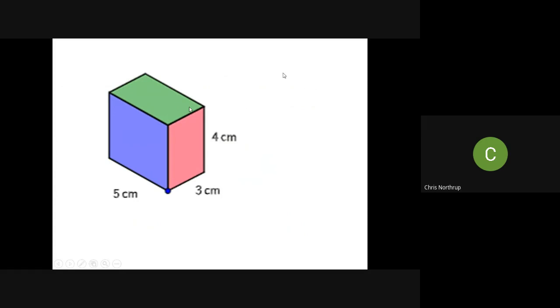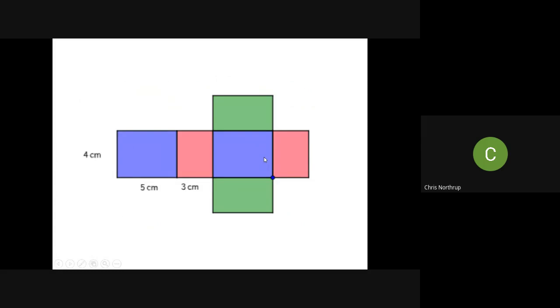Now imagine this is a box, and you cut along the edges and unfolded this box. So here I have a 4x3 rectangle, a 5x4. So the height of this prism looks like it's 4. That's the distance between the bases. And then this top one here looks like a 5x3. So if I was to unfold all of those and lay flat, I'd get a picture kind of like this.